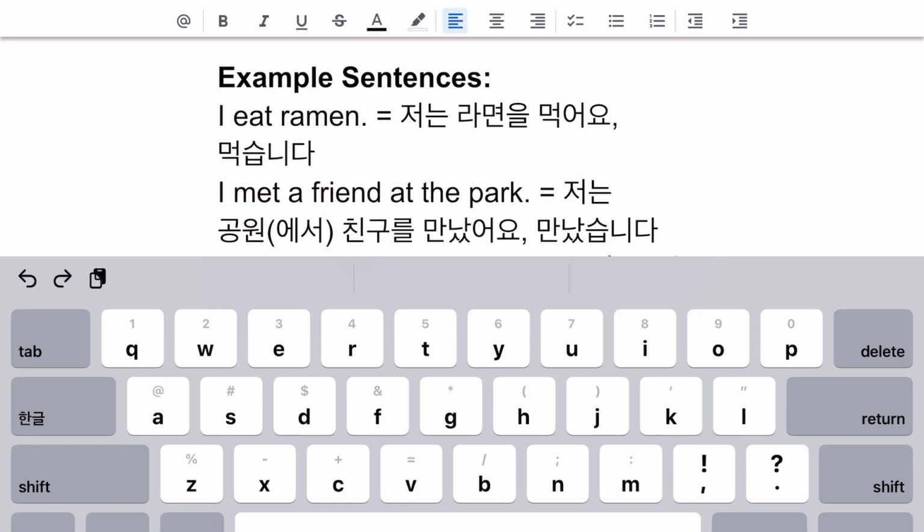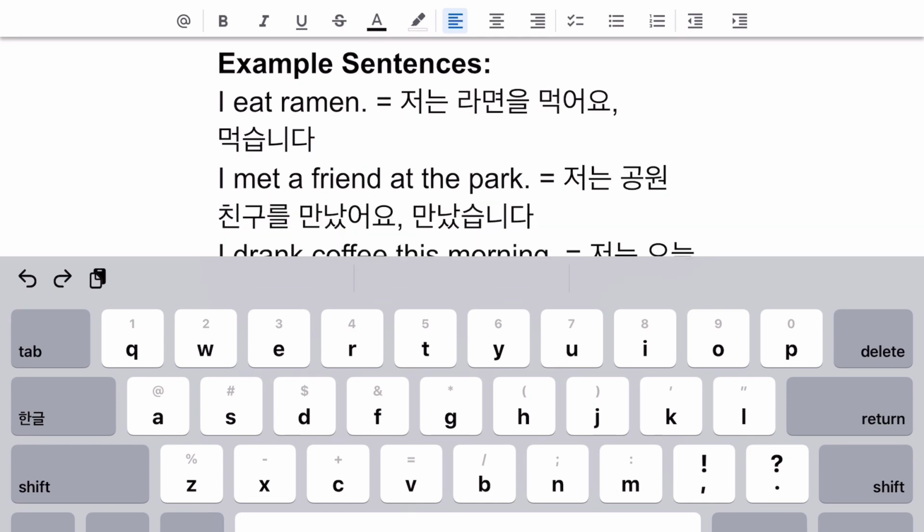So 공원 is next. And then this one was a little bit tricky because we're saying what in relation to the verb. So to meet, what did I meet? And instead of what, we're going to say who or what did I meet? I met a friend. So that makes 친구, even though they are a person, the object in this sentence. That 만나다 is acting on 친구. Who did I meet? I met my friend.